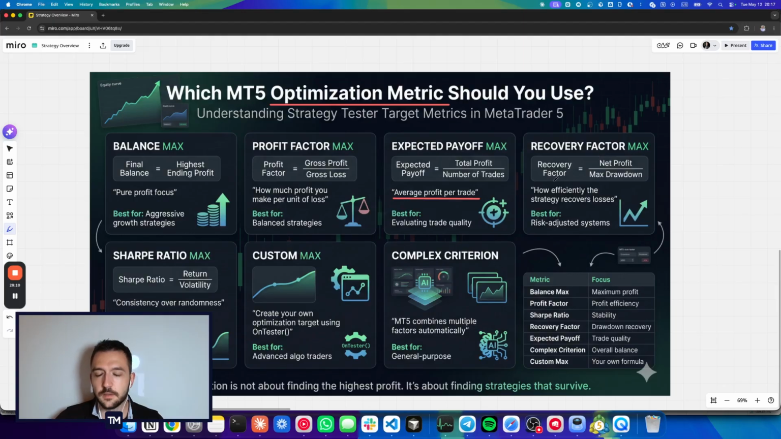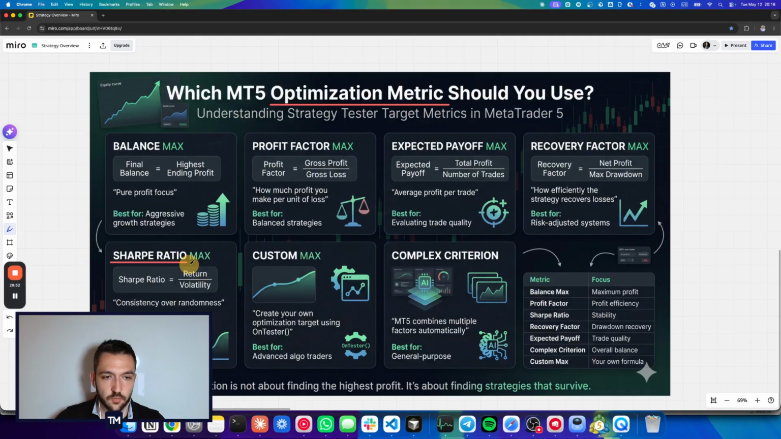Then the recovery factor, this is an interesting one. This is net profit divided by max drawdown. So this is connecting the drawdown, which is very important, and people forget about drawdowns, while drawdowns actually are very important in your strategy, because, as they say, if you lose 50% of your account, you will need to make 100% to get it back, because now you're working with 50% less. In other words, it says how efficiently the strategy recovers losses.